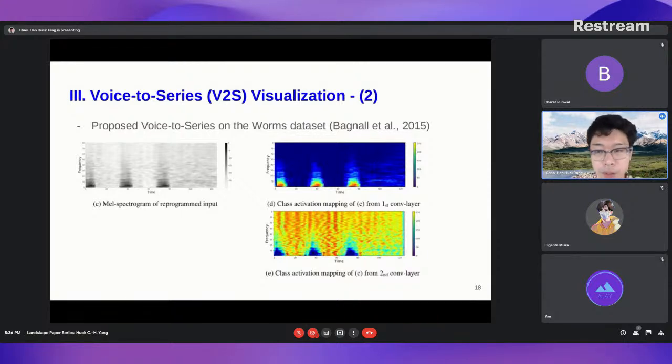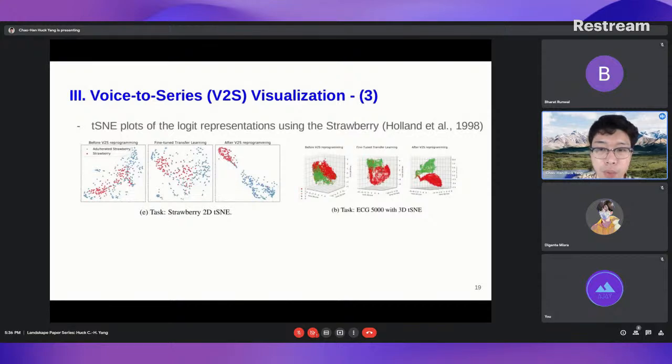Which is interesting. And finally, we do some testing analysis to probe this logit representation on two different datasets. The first one is strawberry spectrum. You can see here is before reprogramming, which is randomly initialized, and here is fine-tuned transfer learning. In this dataset, the prediction accuracy doesn't have a lot of difference, but you can see the manifold here and here is different.